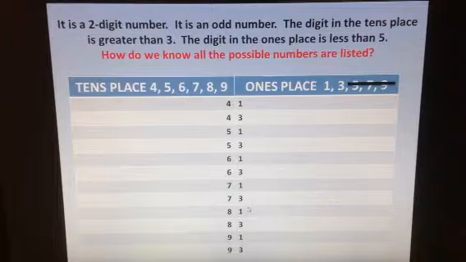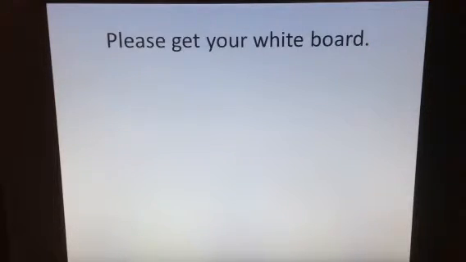How do we know that all the possible numbers are listed? We know all the possible numbers are listed because we've listed them in an organized way so that we're not forgetting or leaving out any numbers or doing any numbers twice. Then we got out our whiteboards and we did some as a class.